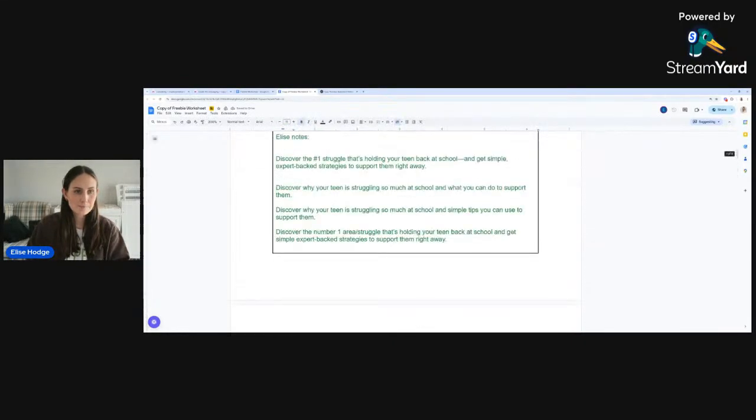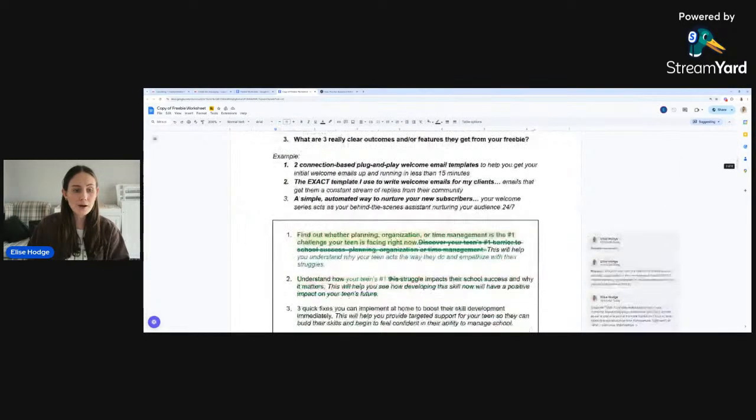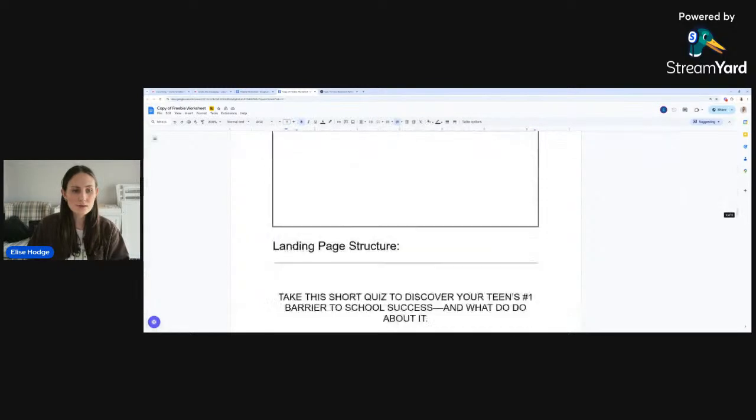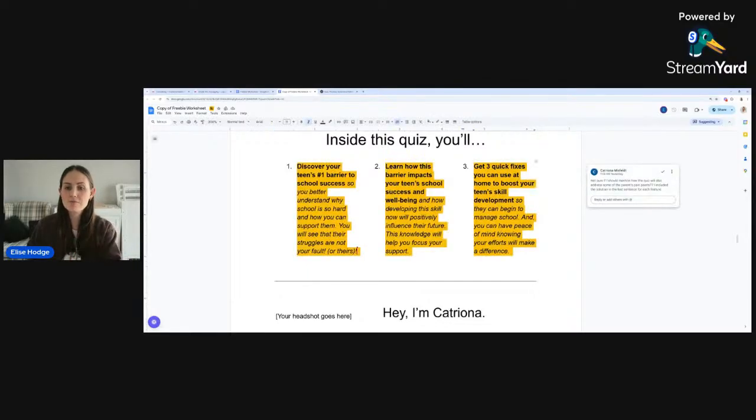But if we've got this here, that's fantastic. This is fantastic. I really think that this is good here. And then everything that you've got down here, this is great. I like that you're turning this angle onto the parents, and it helps them focus their support. It helps them have peace of mind, knowing their efforts are making a difference. It's really good. And I love that you'll see their struggles are not your fault or theirs.